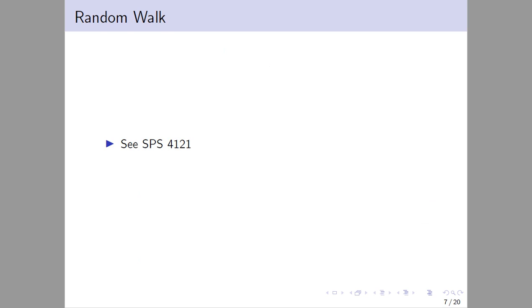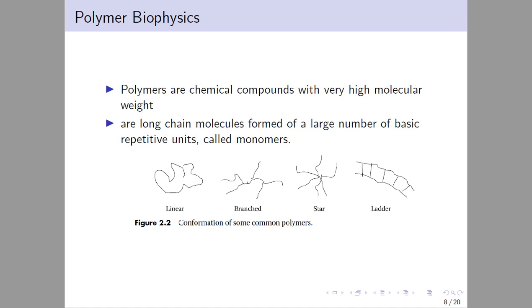Okay, a random walk. So even in SPS4120, we can refer to it there. Okay, next is the polymer biophysics. This is again in our SPS4121.